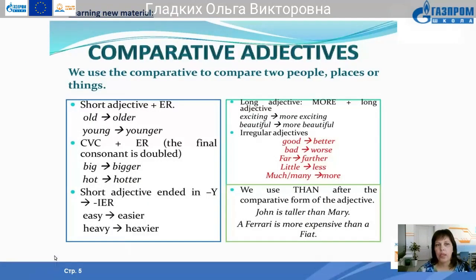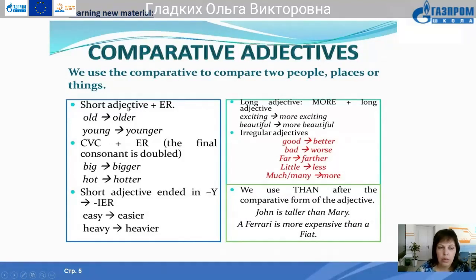And now, the topic of our lesson is comparative adjectives. And by the end of the lesson, you will be able to compare two people, places, and different objects. And now let's see, when do we use comparative adjectives? Here you can see the table with comparative adjectives. And we use the comparative to compare two people, places, or things.